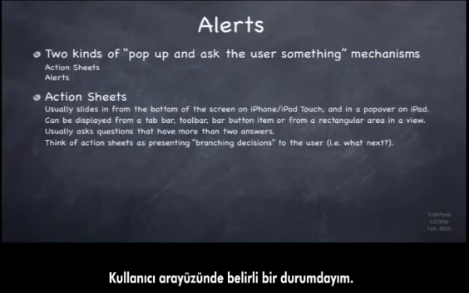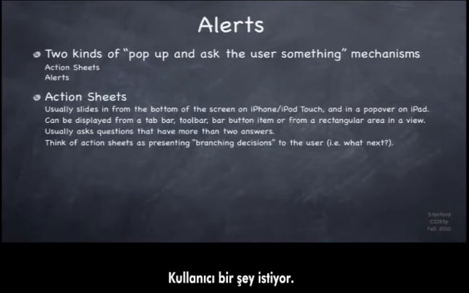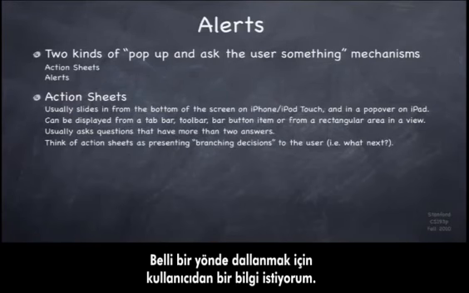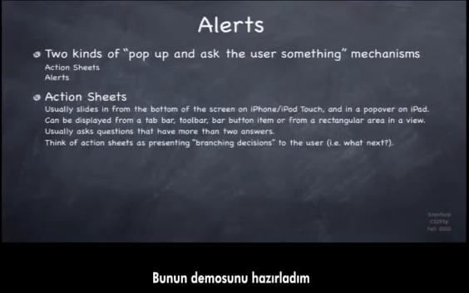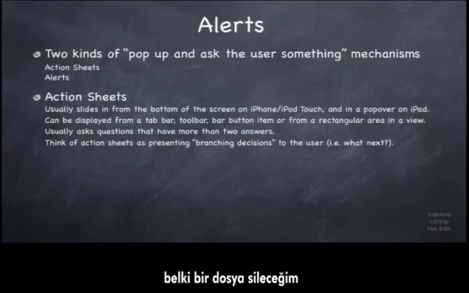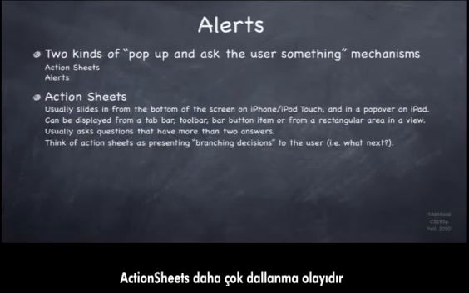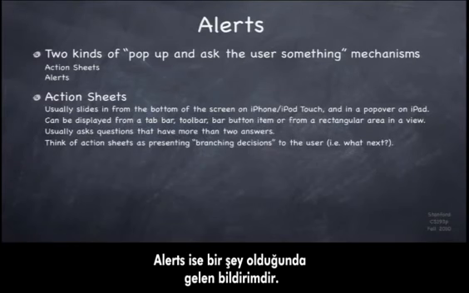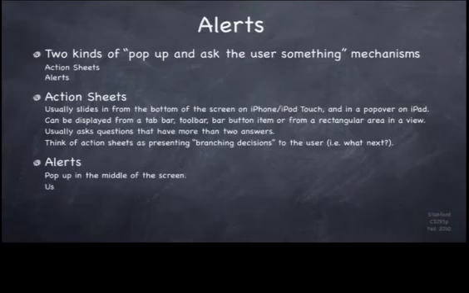Okay, so I've gotten to a certain state in my user interface. The user is asking for something. I need some piece of information from the user to branch off in a certain way. In the demo I'm going to set a color, or go to one screen versus another screen, maybe delete a file or choose another thing or something like that. So action sheets, more of a branching thing. Alerts are more notification that something has happened.